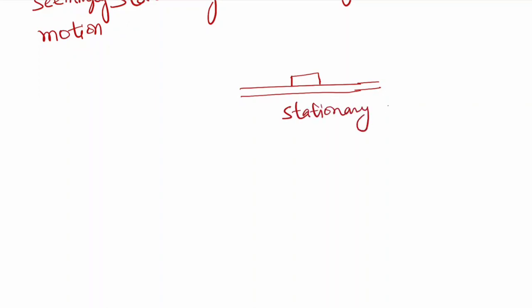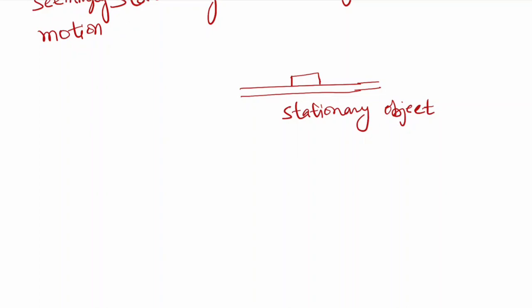Take an example that you are in your study room. In your study room there is a table on top of which a book is kept. So this is the book, and you are sitting on your chair. You may think that this is a stationary object, and you may be right in your assessment since you are looking at it from your room.